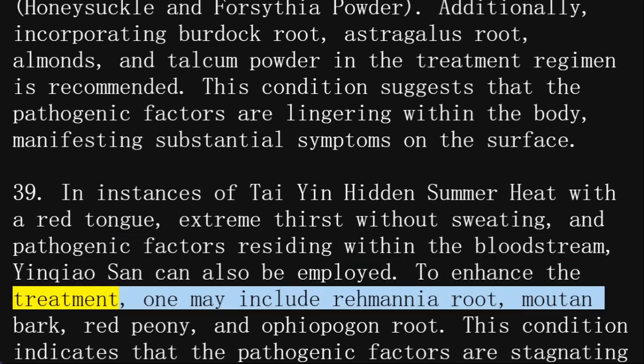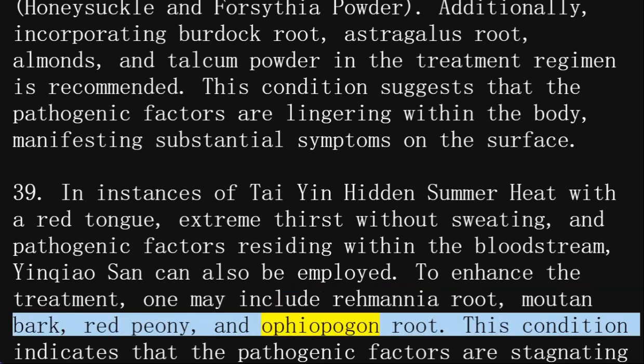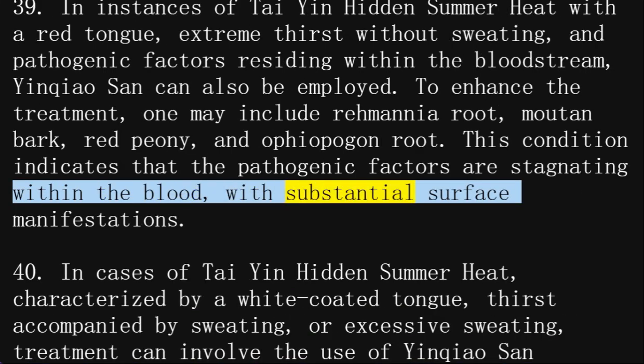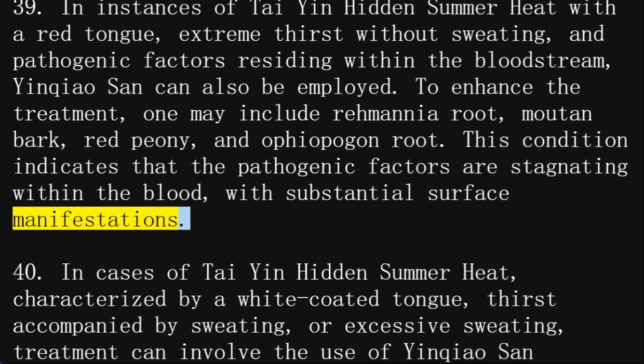To enhance the treatment, one may include Rehmannia root, moutan bark, red peony, and Ophiopogon root. This condition indicates that the pathogenic factors are stagnating within the blood, with substantial surface manifestations.